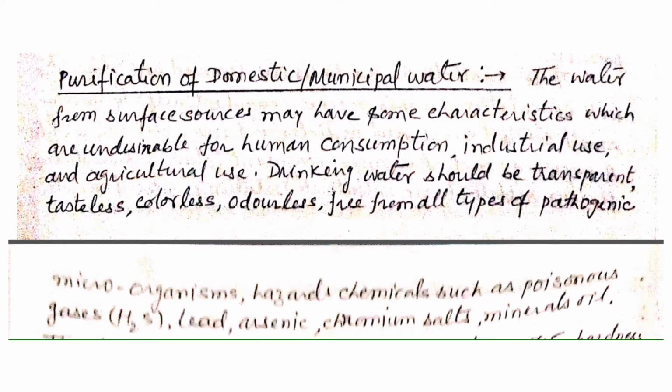So keeping these things in mind, the municipal corporation has to purify the water before supplying it to cities or big towns. As we know, drinking water must be transparent, tasteless, colorless, odorless, but free from all types of pathogenic microorganisms and hazardous chemicals such as poisonous gases like H2S, lead, arsenic or chromium salts.